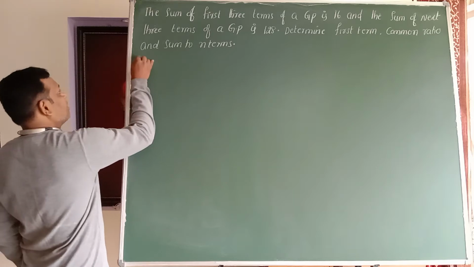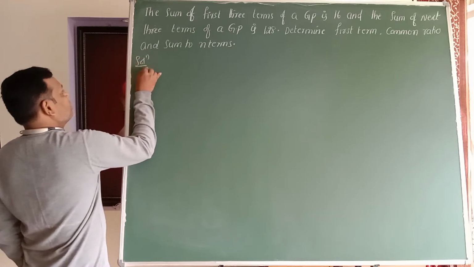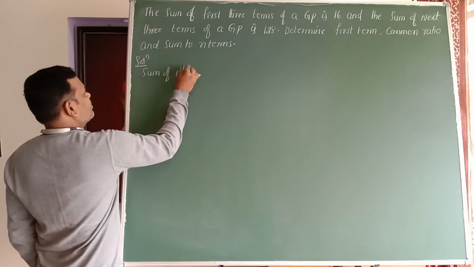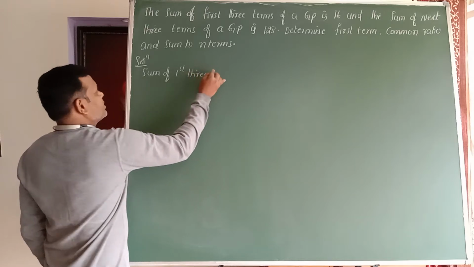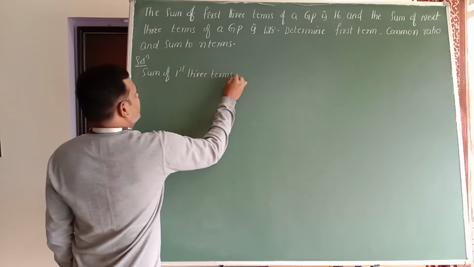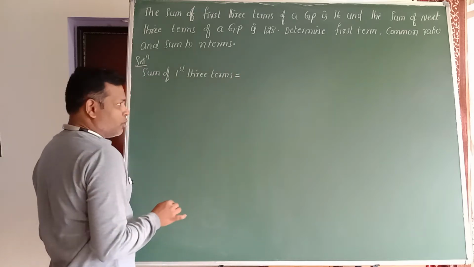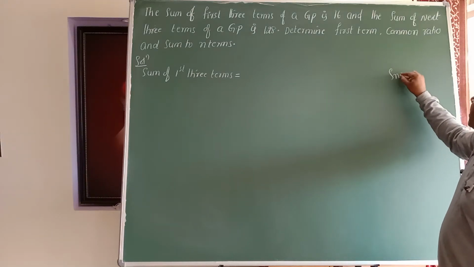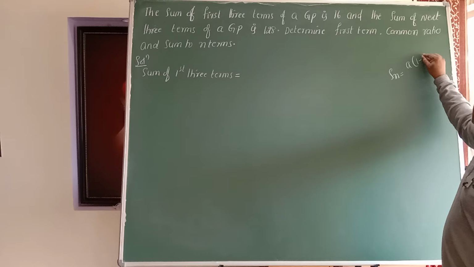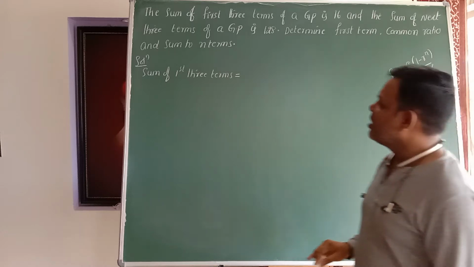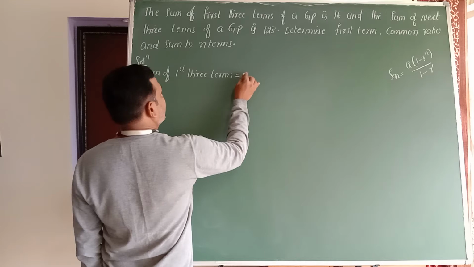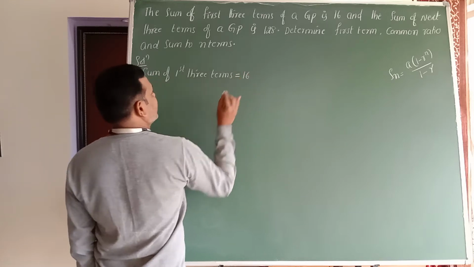Okay, I am going to write here. The sum of the first 3 terms can be taken as, we have to consider the Sn formula. When the common ratio is unknown, we have to use the formula Sn is equal to A into 1 minus R power n divided by 1 minus R. Keep it on one side.